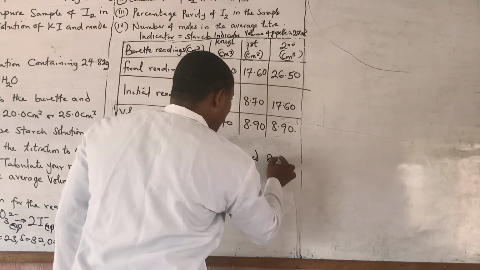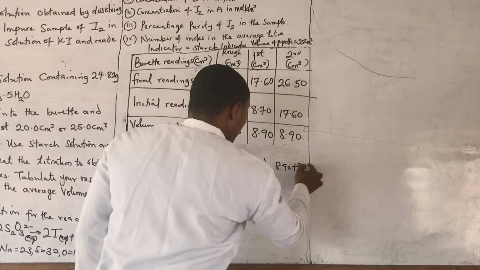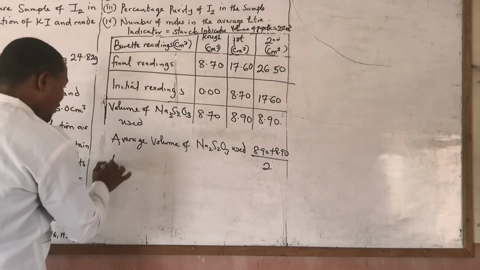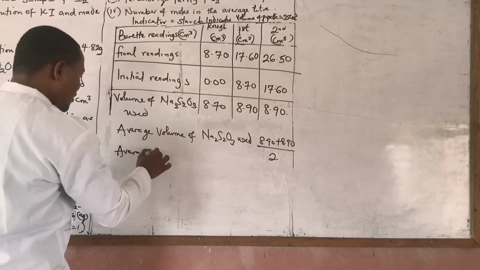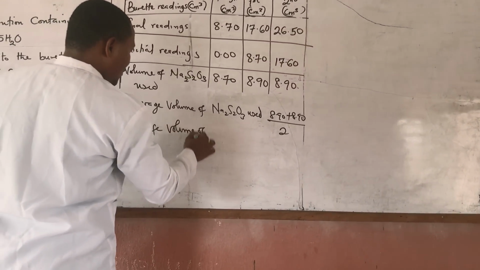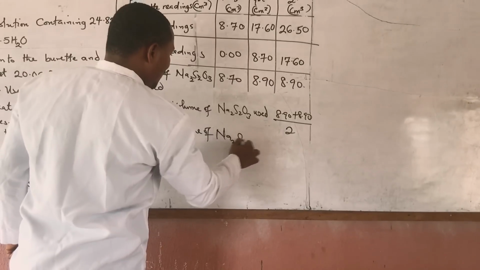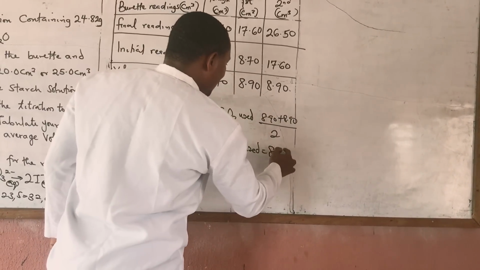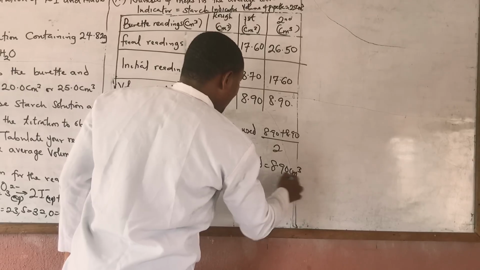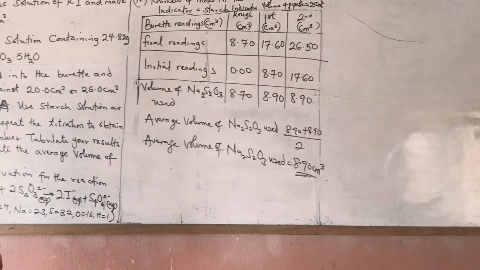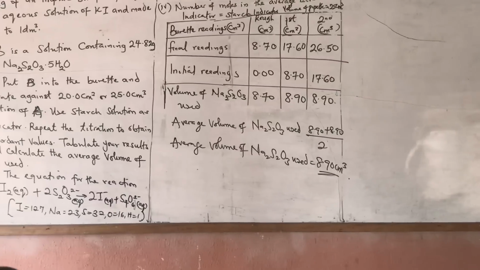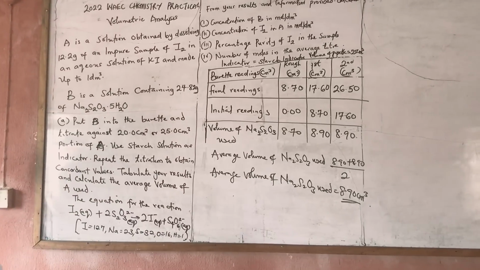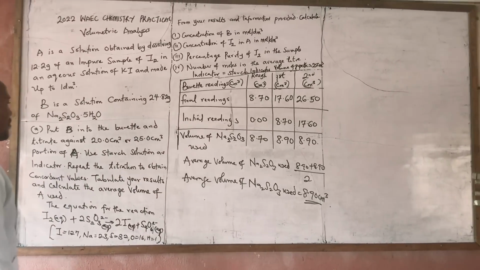So I can have 8.9 plus 8.90 divided by 2. Okay, so I have my average volume of sodium thiosulfate used is 8.90. You can see that now from the titrations. 8.90 centimeters cubed. Okay, let's now go to the question proper. That's the titration, very simple. So we can do that. It's a very simple titration.